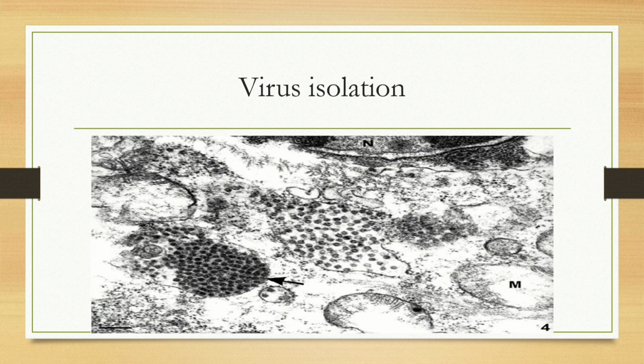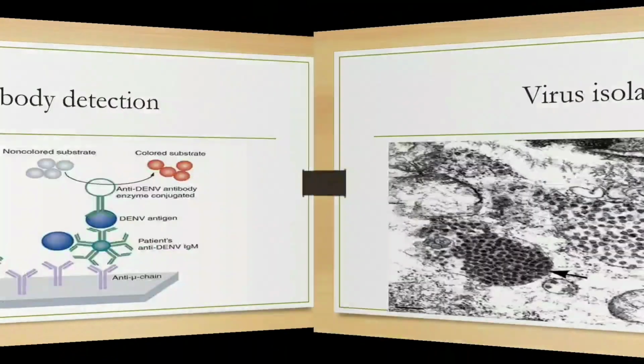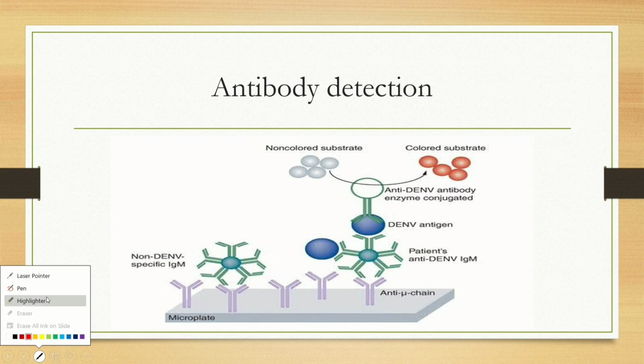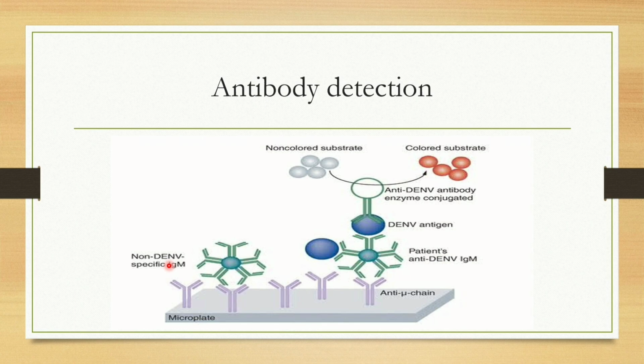And coming to indirect methods. This is the most important method, antibody detection. We are going to detect the antibodies against the dengue virus in the patient's serum. Firstly, we take a microtiter plate in which anti-immunoglobulins are coated, and then the patient's serum is poured inside. Almost all people contain IgM in their blood, so even if it is a non-dengue IgM or it is against dengue, it will get attached to the anti-IgM coated on the plate.